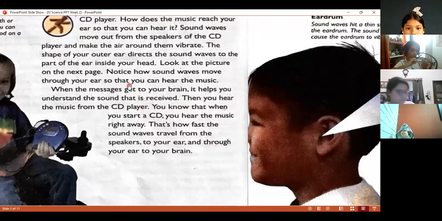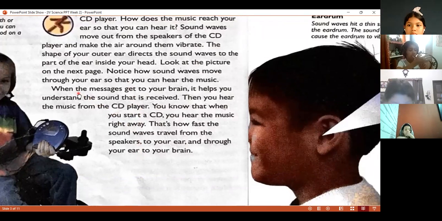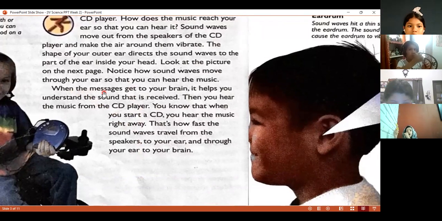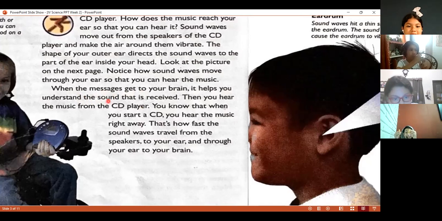Now, here, the second paragraph. Kiara, help me to read the second paragraph. When the message gets to your brain, it tells you the music from the CD player. You know that when you start a CD, you hear the music right away. That's how fast the sound waves travel from the speaker to your ear and through your ear to your brain. Okay, excellent. Perfect.